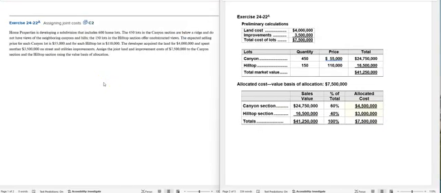This next problem has us working with, I feel like we're kind of going off on a tangent a little bit here, but assigning joint cost, right? So if we're trying to assign costs to products or to departments, and there are costs that are incurred jointly by two departments or by two products, we have to have a way to allocate those joint costs to the two different divisions, departments, or two different products. Okay, so there's multiple ways to do it.